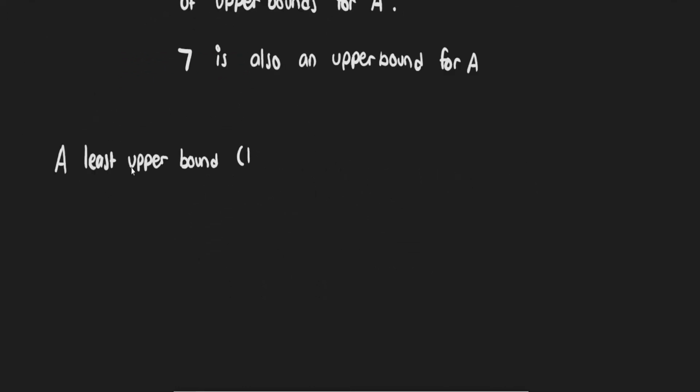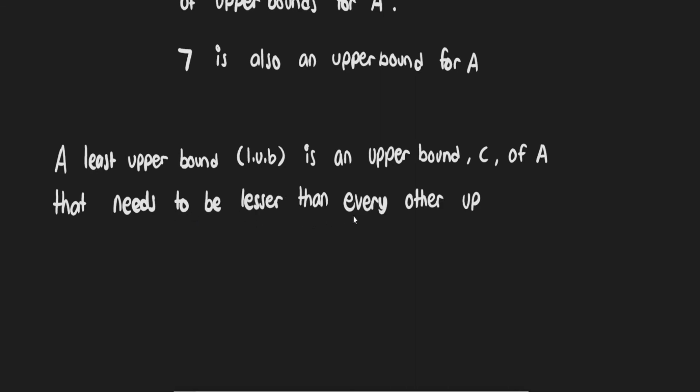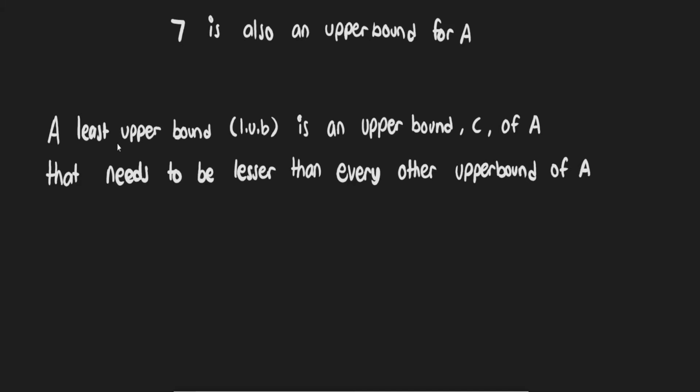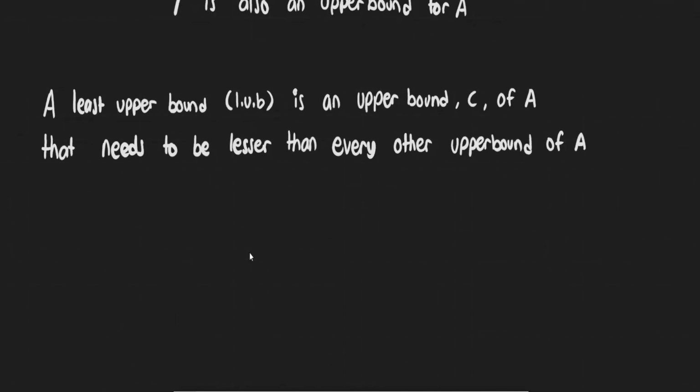So a least upper bound, sometimes abbreviated as LUB, is an upper bound C of A that needs to be less than or equal to every other upper bound of A. So a least upper bound is basically literally what it says it means. There's nothing more to it. So let's show an example. We'll use the same example as previously, 2, 4, 7.